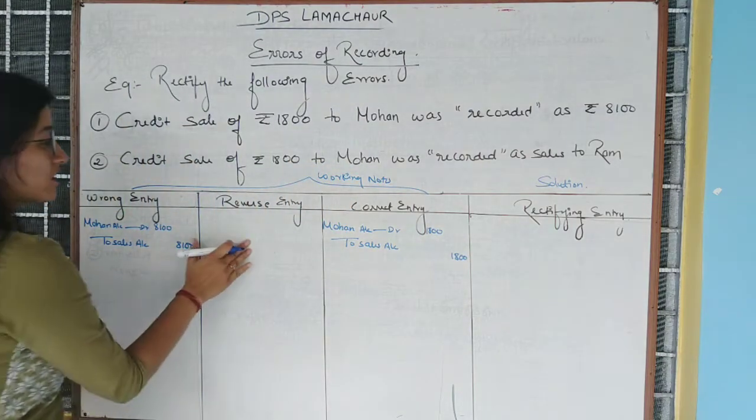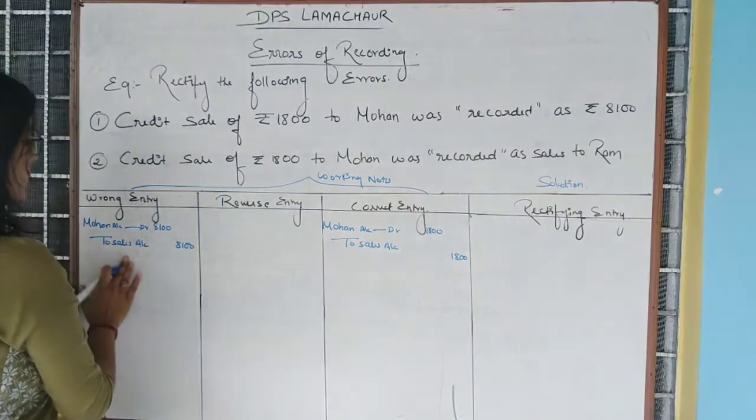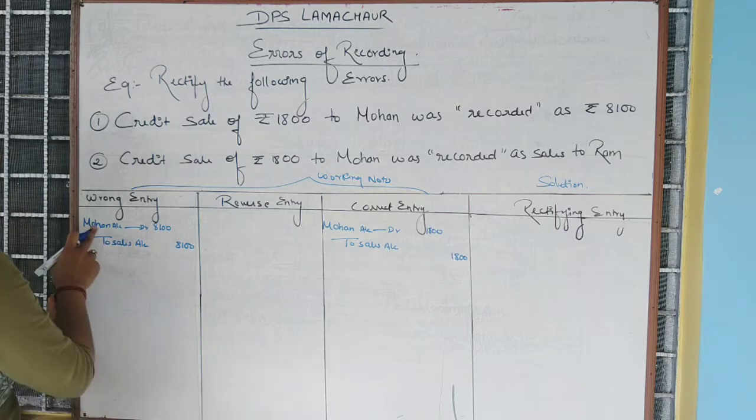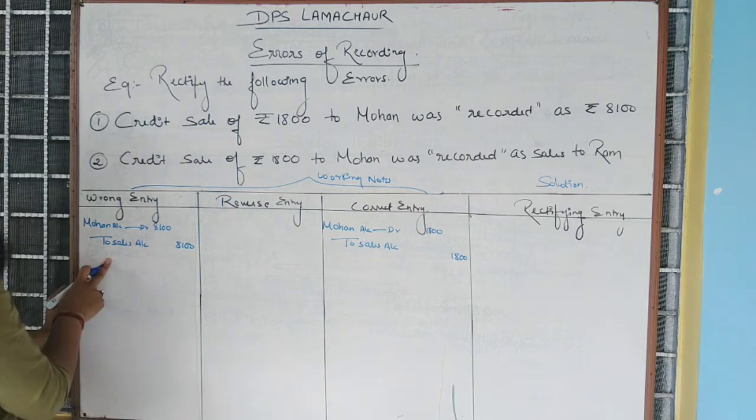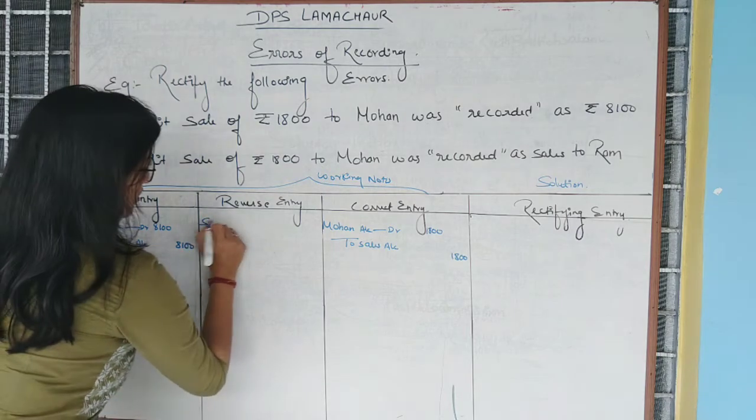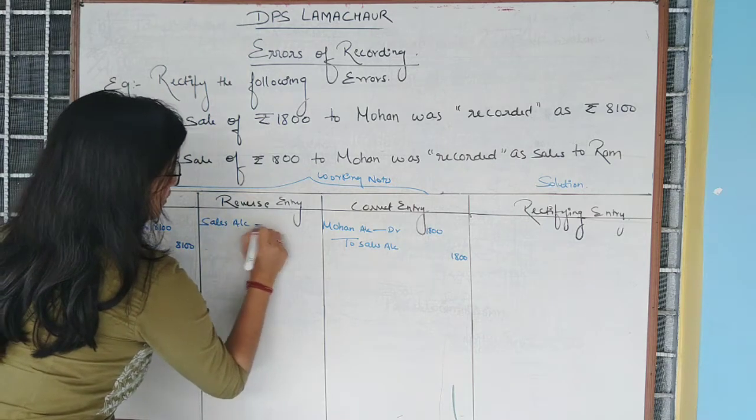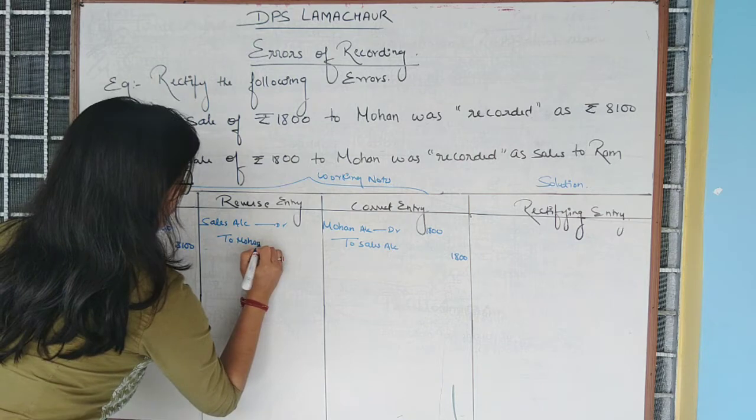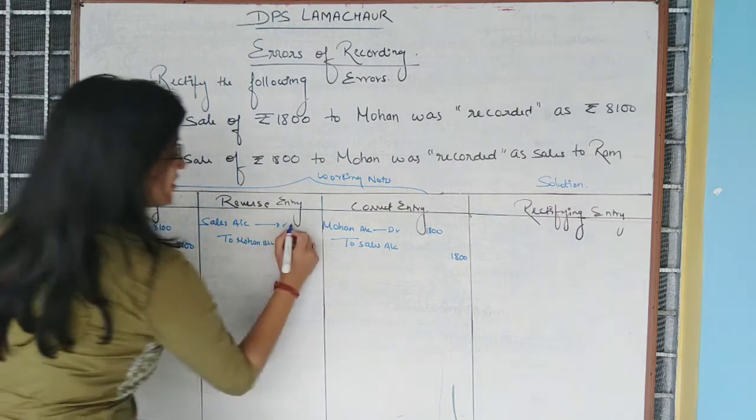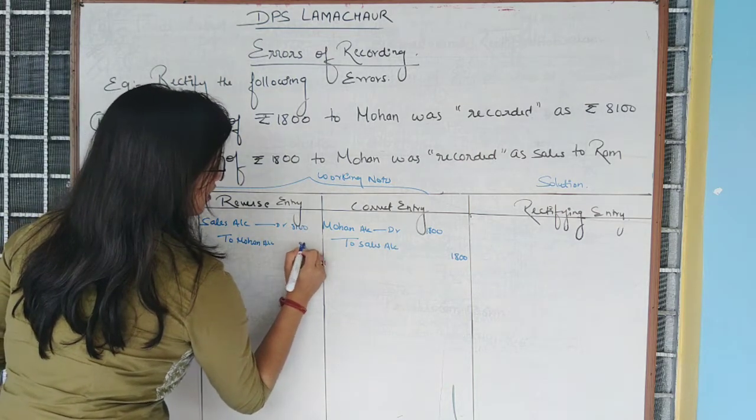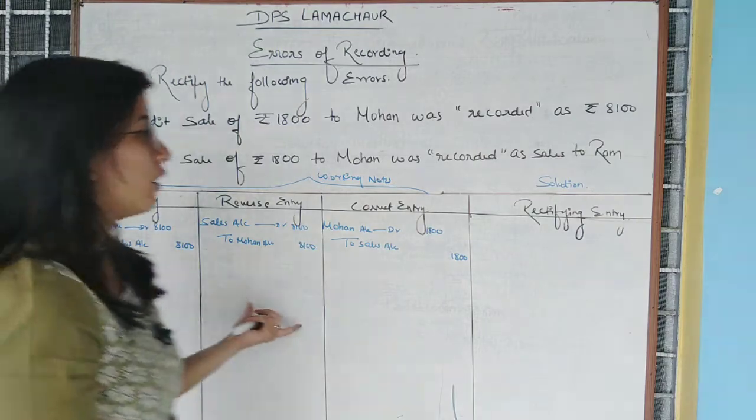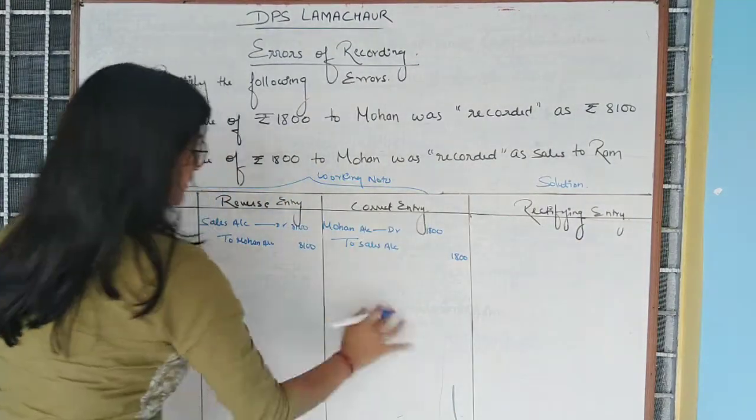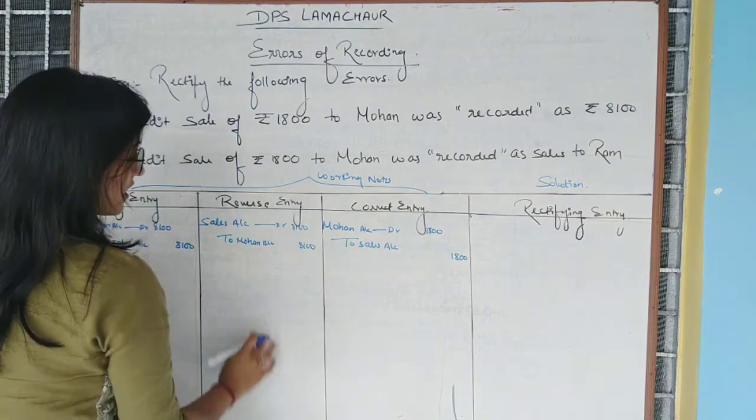Now in this column, which is reverse entry, we will reverse the entry which we have written in wrong column. So reverse entry for Mohan account debit to sales account will be sales account debit to Mohan account, and the amount is 8100. Now to rectify this entry, we will see the reverse entry and the correct entry.